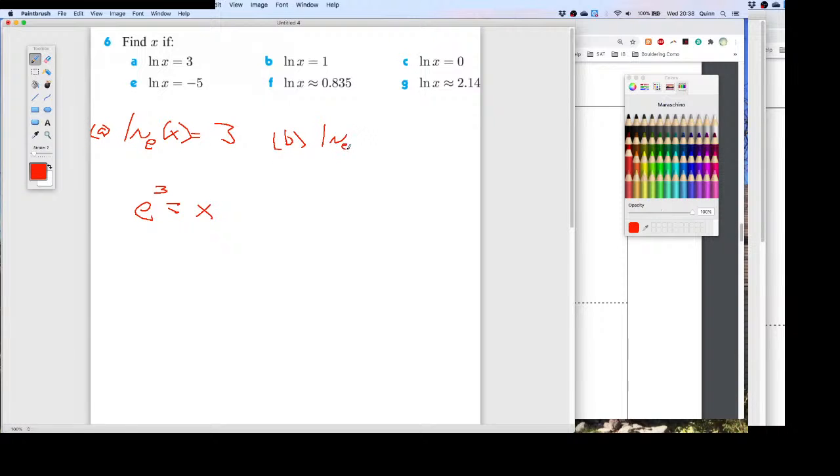Ln base e of x is equal to 1. So I have base e to the power of the other side, 1, is equal to x. There you go.